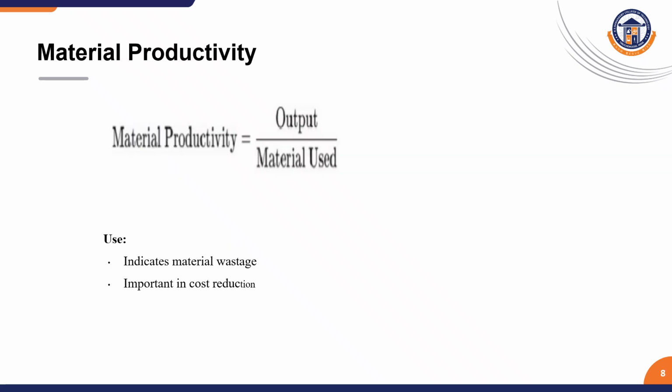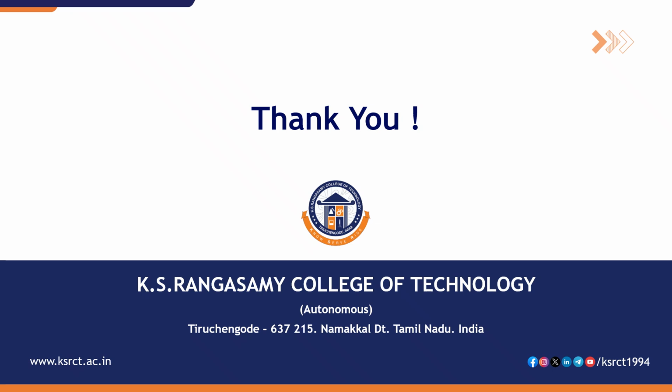Then material productivity is output, 400 kilos of knitted fabrics, against material used, 200 kilos of knitted fabrics, and the cost of 200 kilos. This indicates whether any material wastage is there and is important in cost reduction. So material wastage, I'm repeating, as I normally repeat it many times with the students in one of my videos: 1% reduction in waste is 2% increase in profit. With this, I thank the students. Thank you.